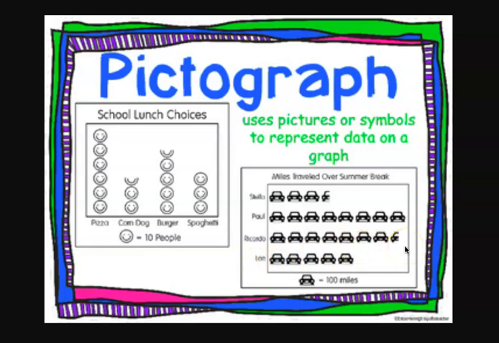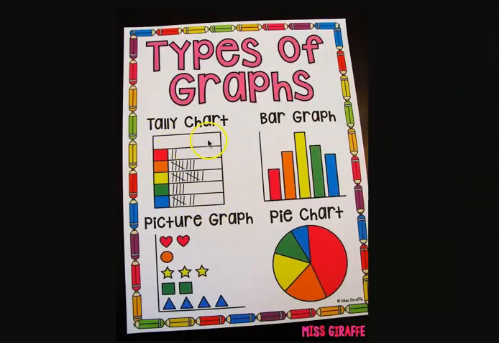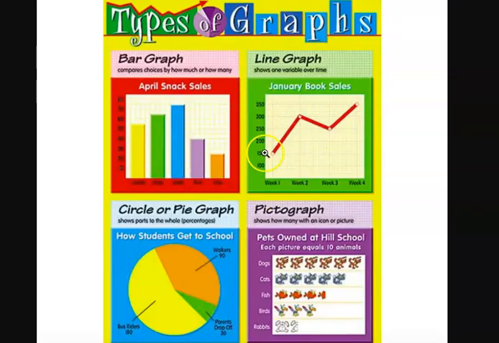There's lots of different types of graphs. There are tally charts that we can use to help us see information and measure data. There's bar graphs, picture graphs or pictographs like we just talked about, pie charts. There's also line graphs. And then you can see some different examples of graphs here.